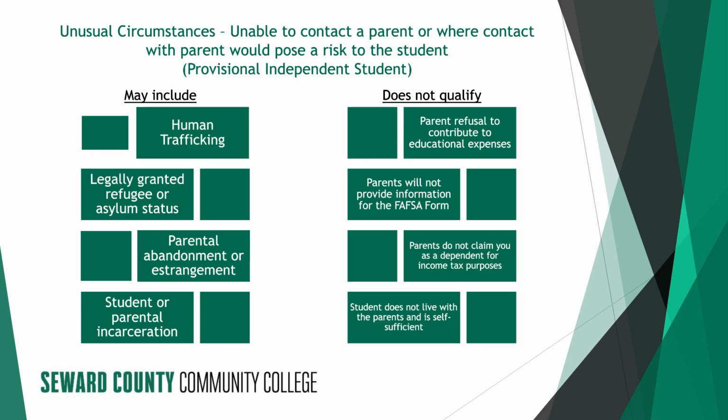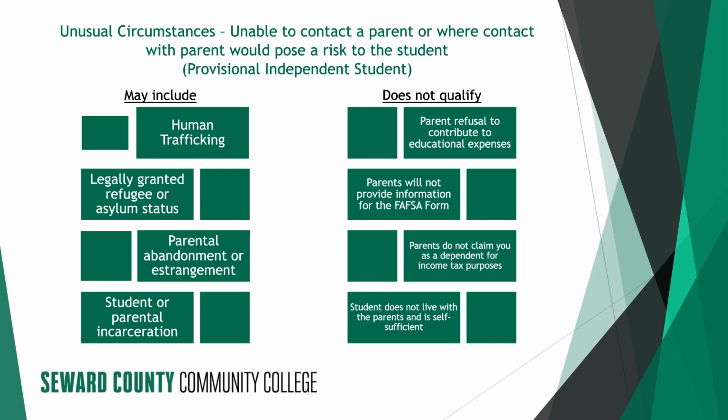What if the student faces a situation where they are unable to contact their parent or where that contact poses a risk to the student? These are what we call unusual circumstances and would create a provisional independent student status. If this is the case, please reach out to the financial aid office at your institution as soon as possible to see what documentation may be needed.